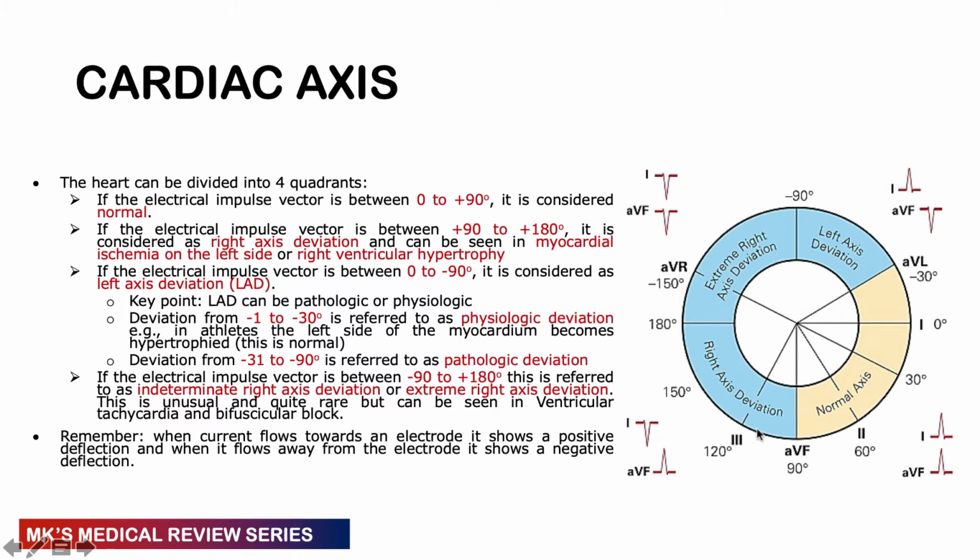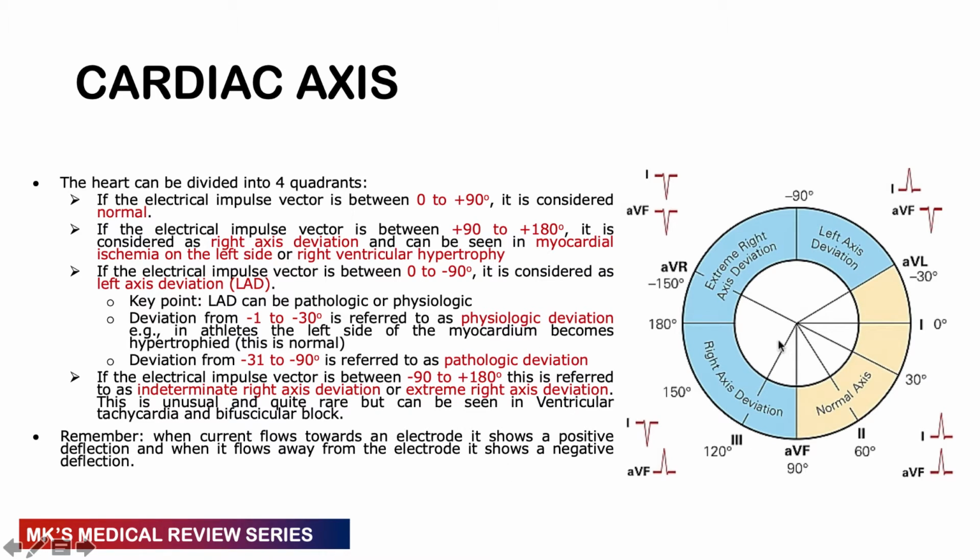But then the impulse will be moving much closer to lead 3, so it will cause a positive deflection in aVF. So it's like the QRS complexes will be reaching out for each other. So we call this right axis deviation. We see it in myocardial ischemia on the left side. We see it also in right ventricular hypertrophy.